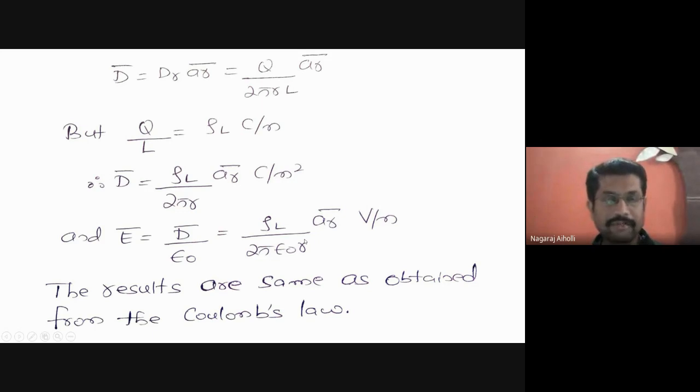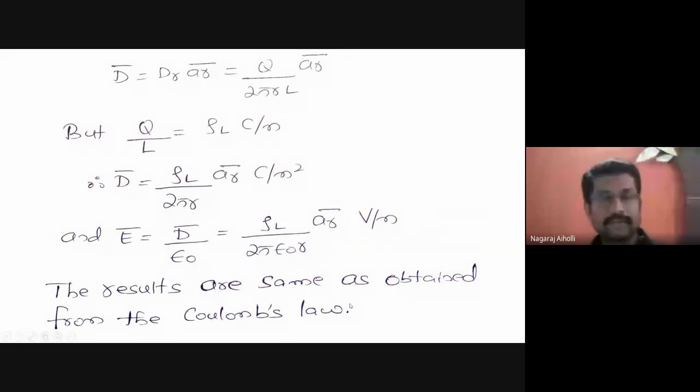Did we not get the same equation, students, when we derived using Coulomb's law for the infinite line charge? That is rho L divided by 2 pi epsilon naught r a r bar, or a y bar, we got there. Yes or no? So we got the same equation there. The same equation was obtained. Therefore, the results are same as obtained from Coulomb's law.